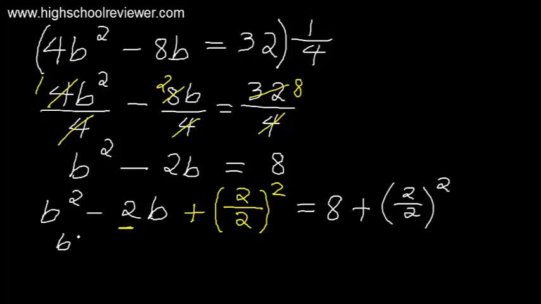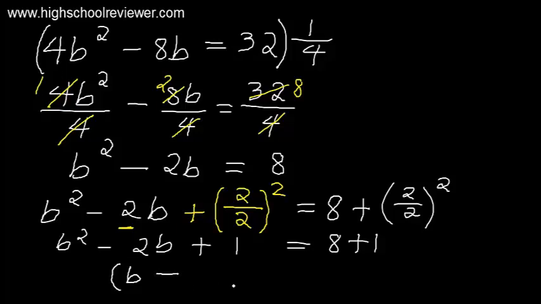So we have here b squared minus 2b plus 2 divided by 2 is 1, raised to the power of 2, that is still equal to 1. So this will be 8 plus 1. This is now a perfect square. So let's factor this out. The square root of b squared is b. Since this is negative, this will also be minus. And the square root of 1 is 1. And then we are going to raise this quantity to the power of 2, since this is a perfect square. And we have here positive 9.